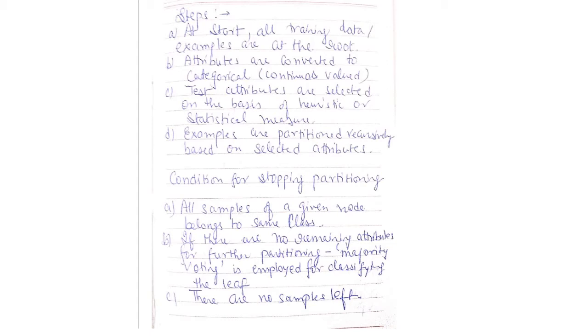So now it's a recursive process, but there should be some halting step. And what is that? We basically have three conditions on which we stop partitioning. First, when all the samples of a given node belong to the same class, then we need to stop the classification because they all belong to the same class. Secondly, if there are no remaining attributes for further partitioning, we apply majority voting, and then we classify the leaf. Thirdly, there are no samples left.